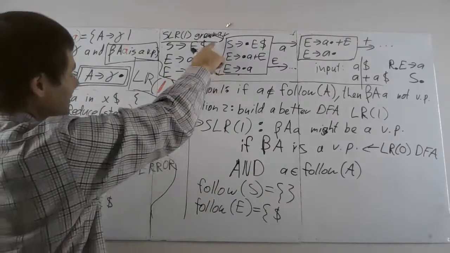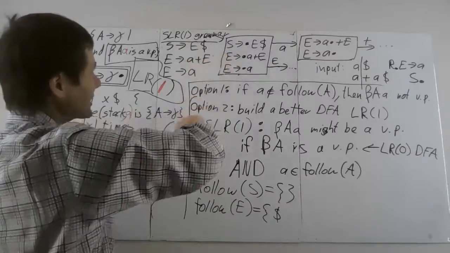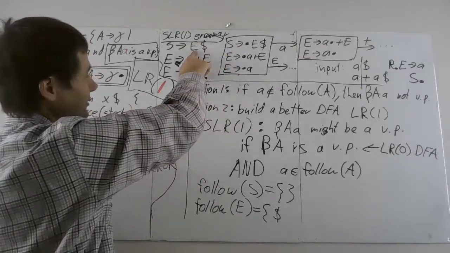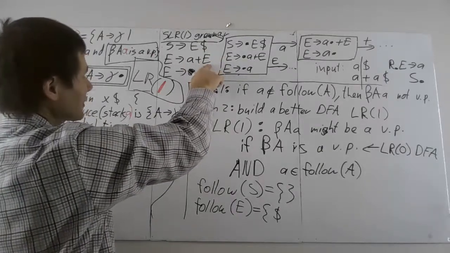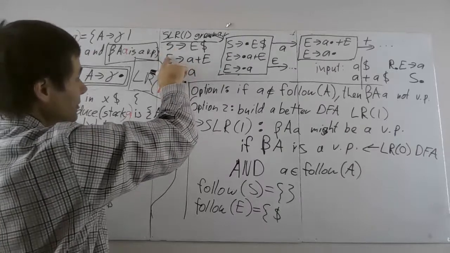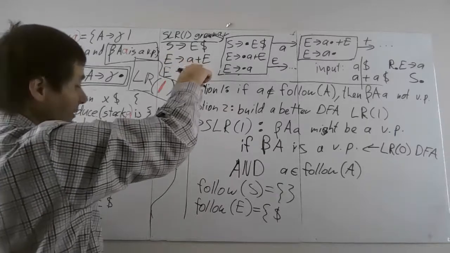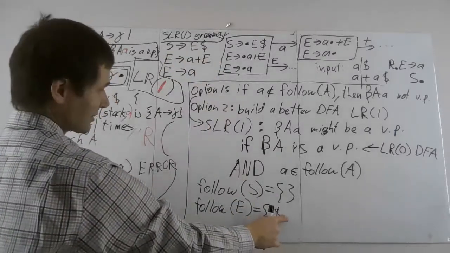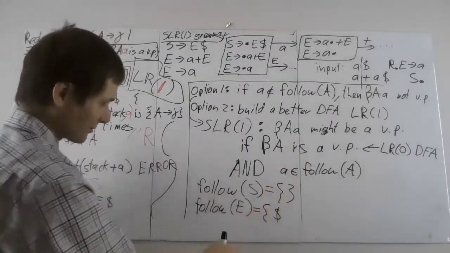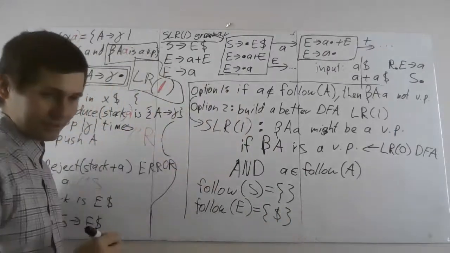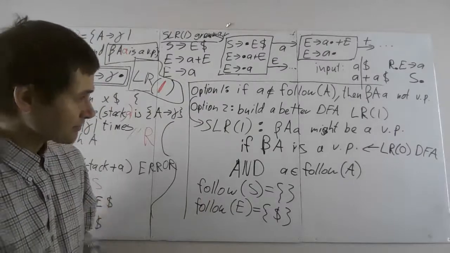Where else can an E appear? Remember the algorithm that looks at the right-hand sides of production rules. Here we have E followed by a $ sign. Here we have E at the very end, so we look at the follow set of this non-terminal and add it to the follow set of E, but this non-terminal happens to be E itself. The follow set of E is just the $ sign, so the follow set of E in this case is just $.